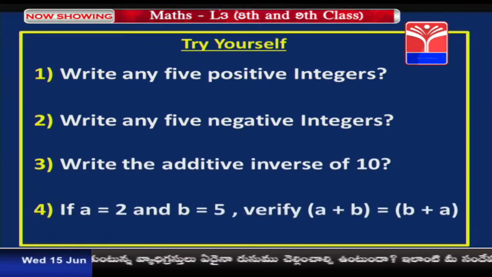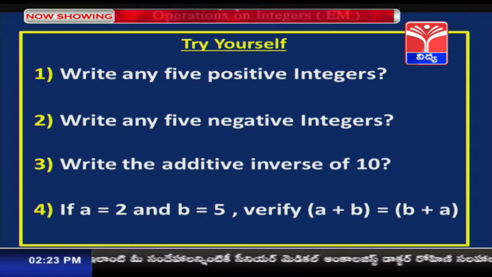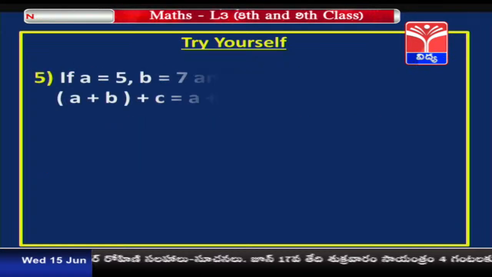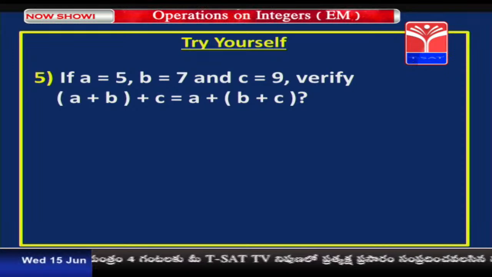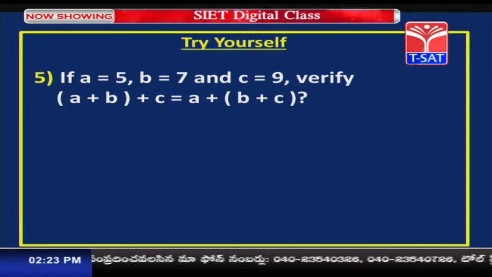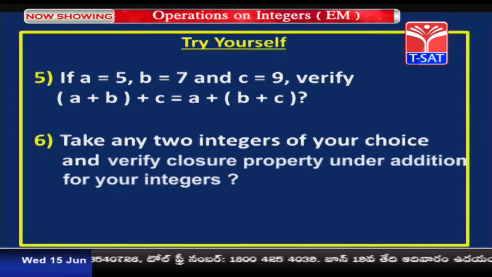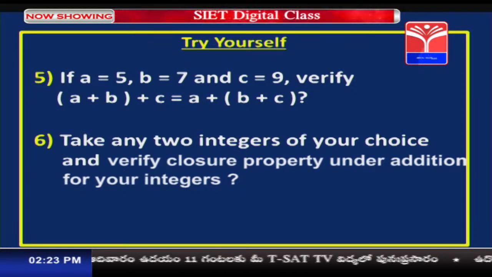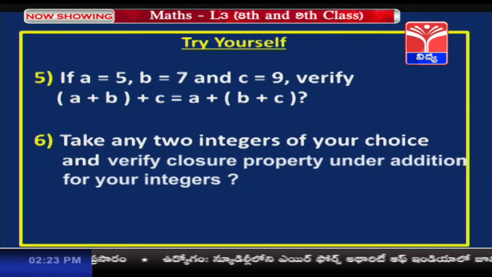Fourth question is if a equal to 2 and b is equal to 5, verify a plus b is equal to b plus a. The next question is if a is equal to 5, b is equal to 7 and c is equal to 9, verify a plus b plus c is equal to a plus of b plus c. Let us move on to a final question. Take any 2 integers of your choice and verify closure properties under addition for your integers.